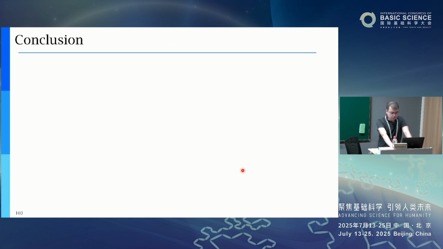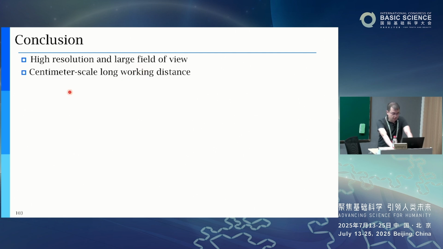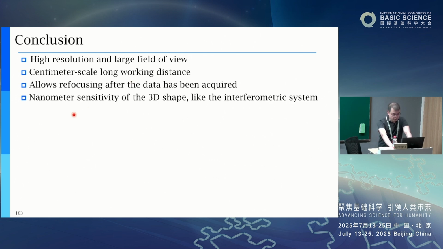I hope I convinced you that by using this lensless coded ptychography technology, we can get a high resolution and large field of view. The field of view is no longer limited by the optical elements, but is limited by the size of your detector. We can get a centimeter scale long working distance. We can propagate the light to any position you want. We can get nanometer scale sensitivity of the 3D shape. We can compete with the conventional interferometer without interferometry measurements.